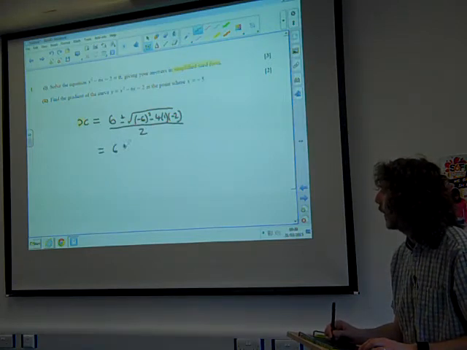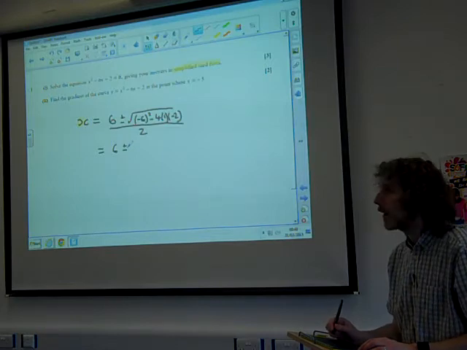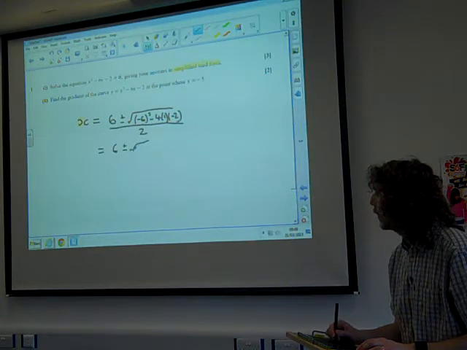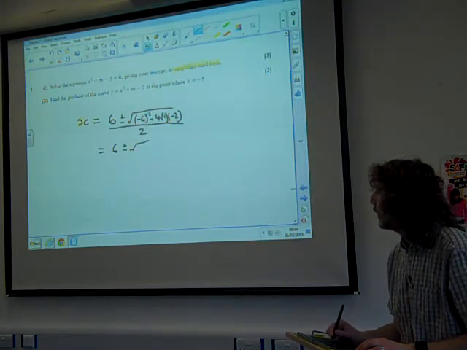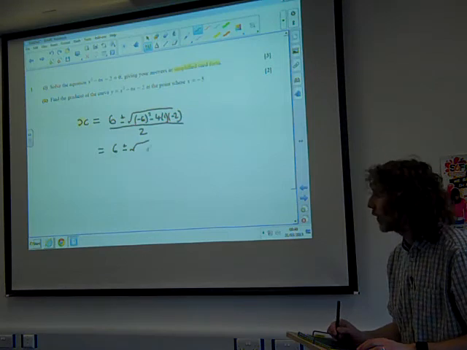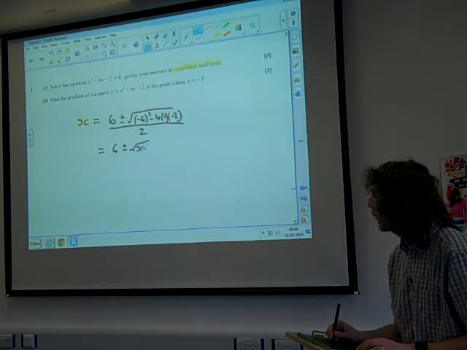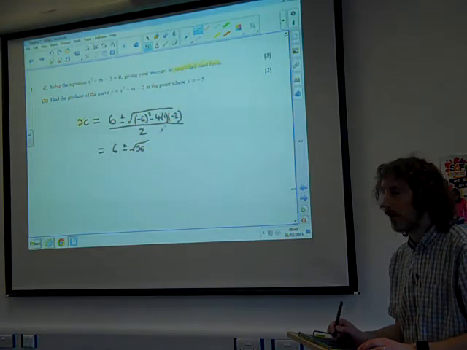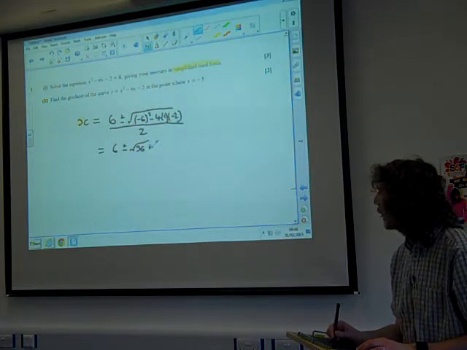So that is 6. Let's sort out the square root first. Plus or minus, well, that is the square root of, oh, that's horrible, 36. Let's do it in different stages. 36. And then we've got minus 4 times minus 2. So plus 8 inside that.